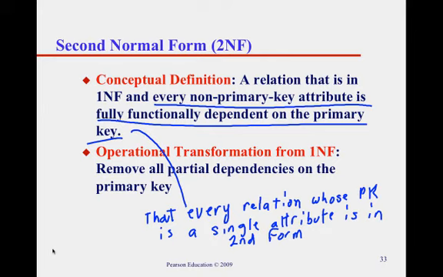So if you have a single attribute on the left-hand side of the determinant, you obviously can't reduce it to 0, so you can't have any partial dependencies. Partial dependencies only can occur when your primary key has two or more attributes.